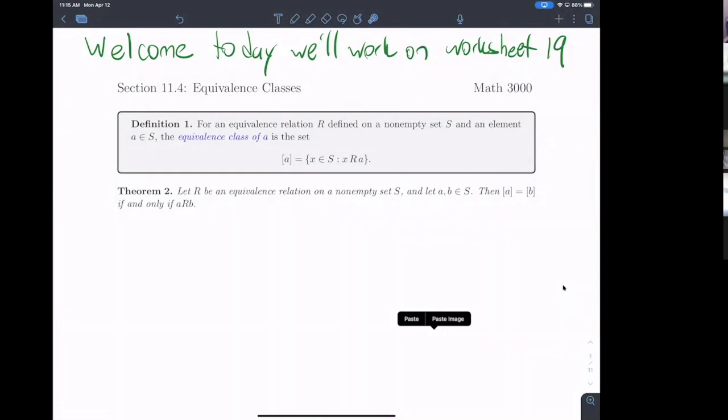Okay. So let's see. I hope I can write without too bad of a delay on this. So let's consider the following theorem. This theorem is basically saying that if two things are related, then their equivalence classes should be equal to each other. That's what this is saying. And this is an if and only if.